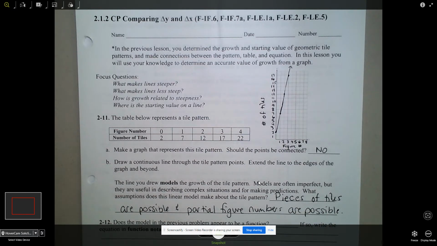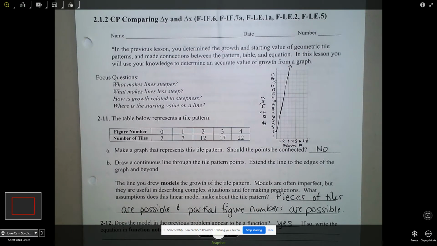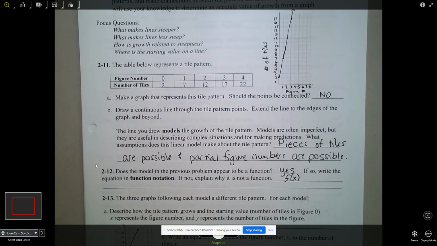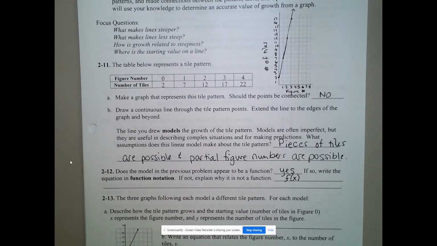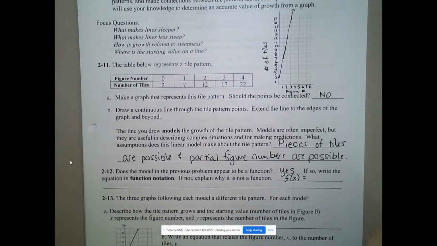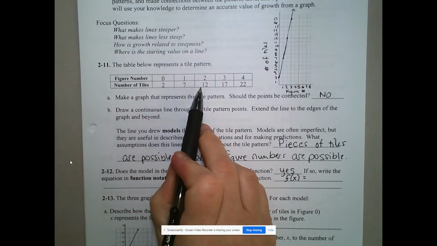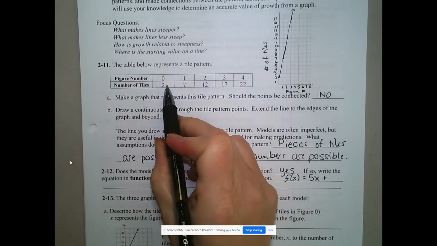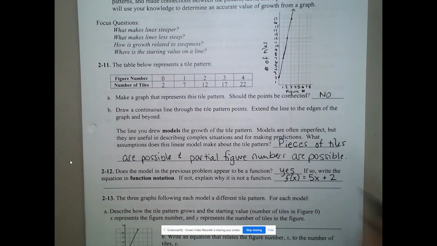Does the model in the previous problem appear to be a function? Like, does it pass the vertical line test? Sure. If so, write the equation in function notation. So remembering that function notation was the one that started with f of x instead of starting with y. Let me slide this up just a little bit here. Function notation starts with f of x instead of y equals, and I've got to think about my growth. So I'm going plus 5, plus 5, plus 5. So this would be 5x. And then my initial value here is a 2, so plus 2.